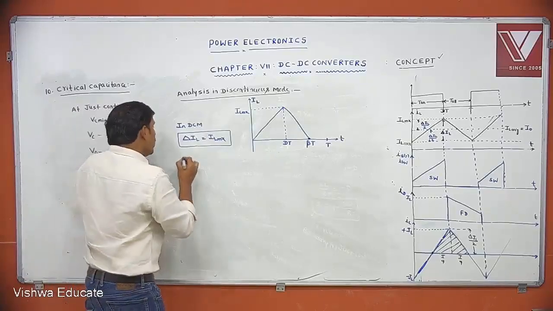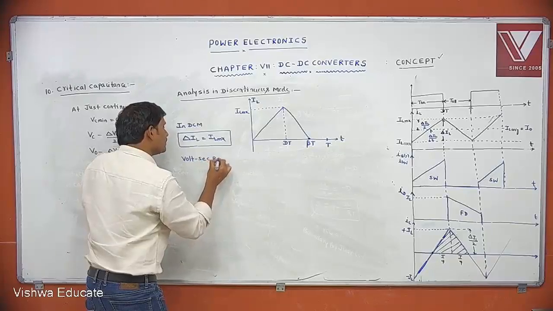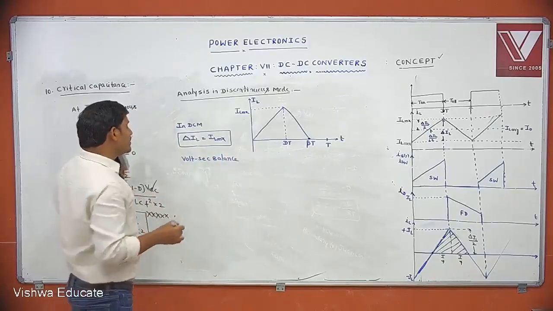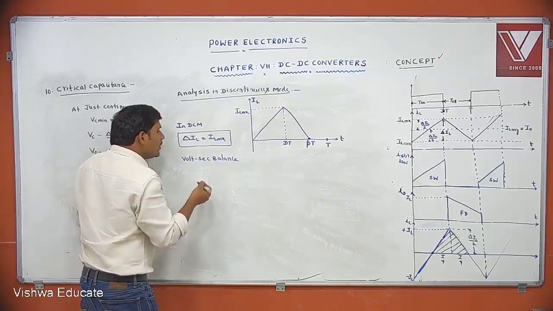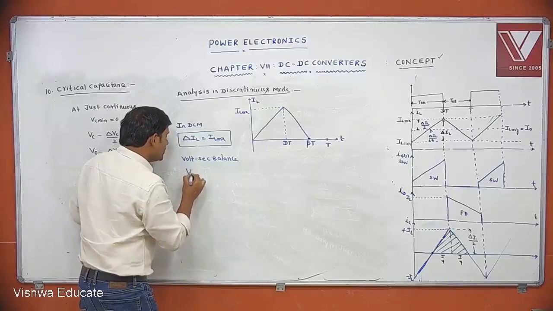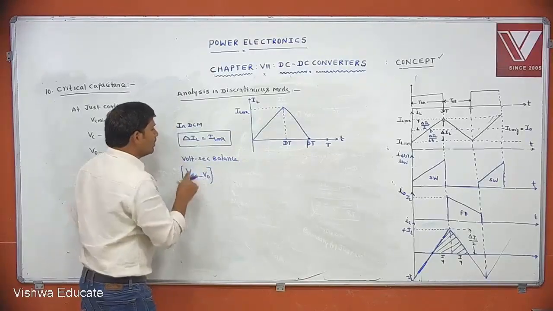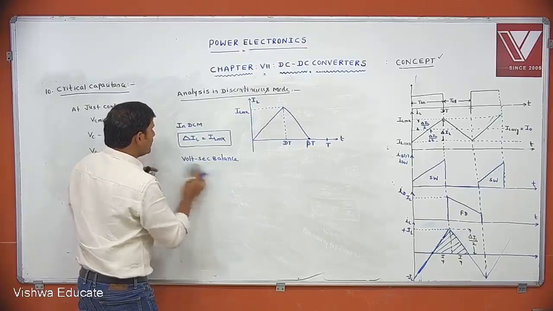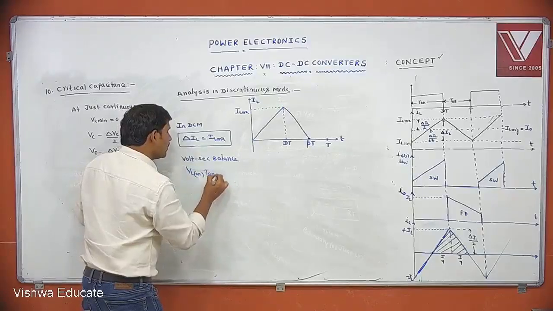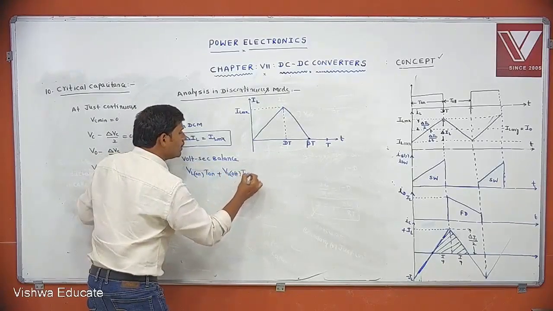Now, using volt second balance, the voltage across the inductor during on time is VDC minus V0, which you already know. The voltage across the inductor, VL, if you want to write: VL on into T on plus VL off into T off is equal to 0.